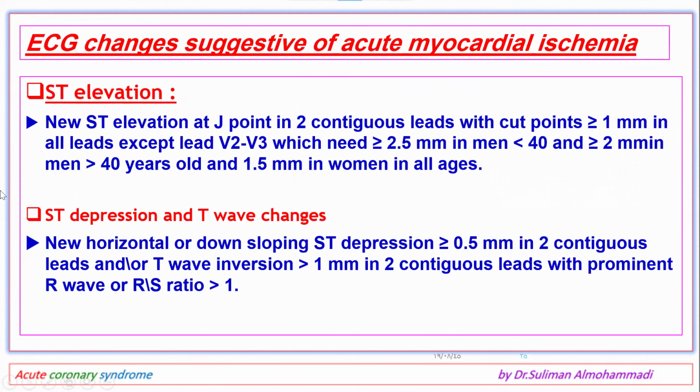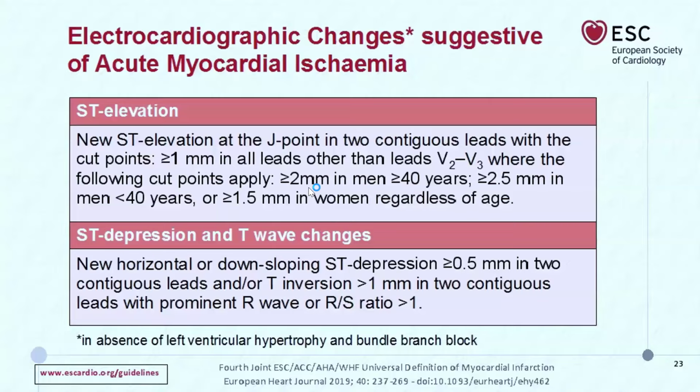For ST segment depression and T wave changes, any new horizontal or downsloping ST segment depression of more than 0.5 millimeter in two contiguous leads, and or T wave inversion of more than 1 millimeter in two contiguous leads with a prominent R wave or R/S ratio more than one, is highly suggestive of acute myocardial ischemia. This is based on the fourth definition of myocardial infarction.